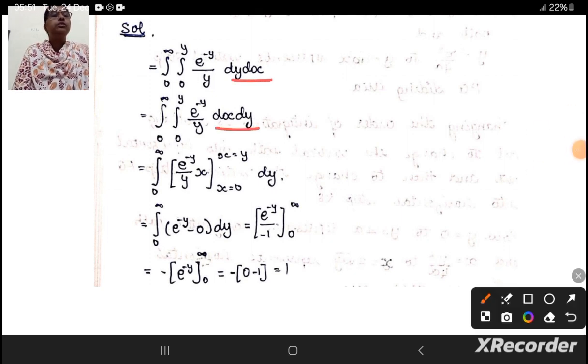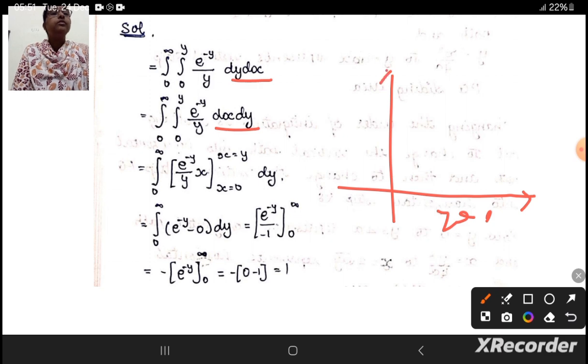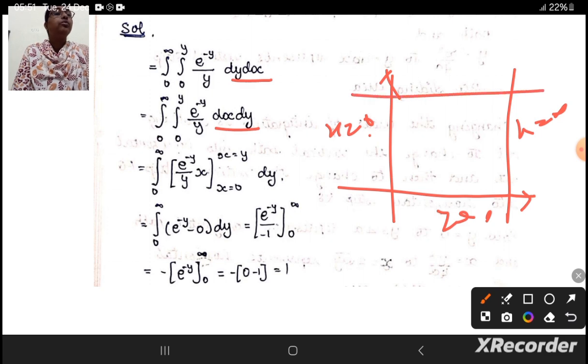So the limit is changed, that is x equal to 0 on the x axis, y equal to 0, and on the y axis x equal to 0. So the 4 lines we can draw, and the x equal to 0 and x equal to infinity lines we can draw approximately. Y equal to 0 and y equal to infinity we can draw approximately. So in this equation we got the 4 lines and the covered area.